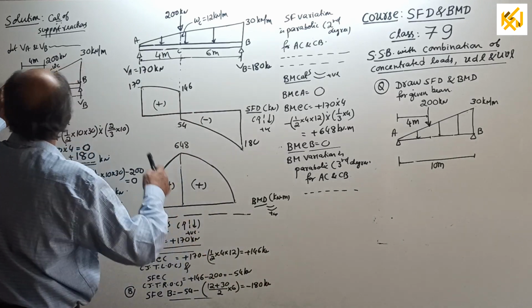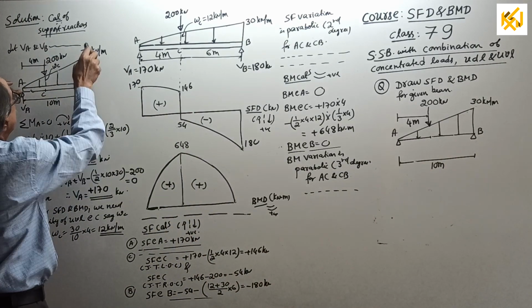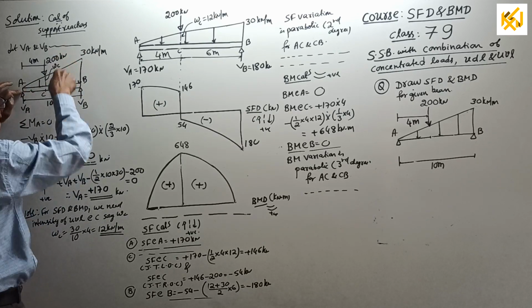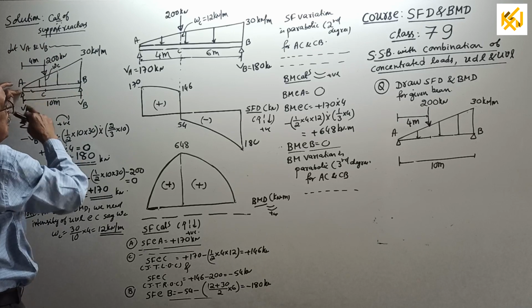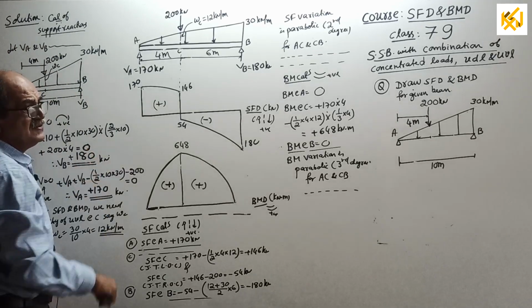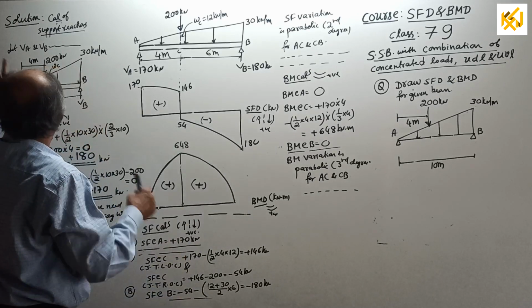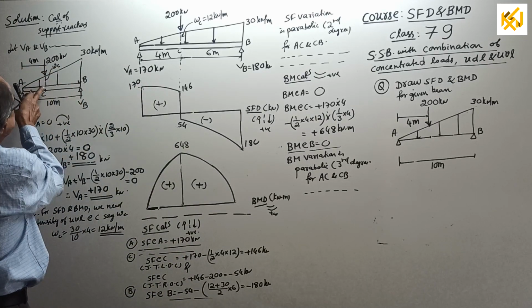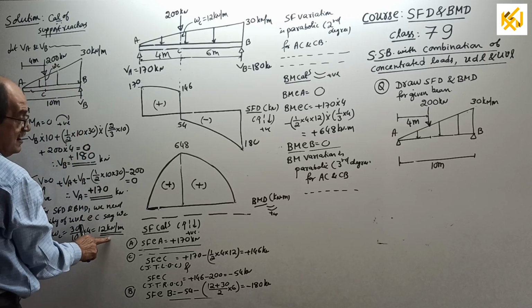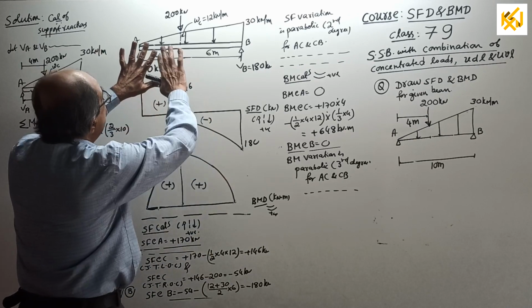Take moment about A: minus VB into 10 plus half into 10 into 30 into 2/3 of 10, total load into the distance, and 200 into 4 equal to 0. VB will come. Sigma V equals 0, VA will come. Then, later for SFD and BMD, you require the intensity of load at C, say WC, get it. How to get it? I should not tell now.